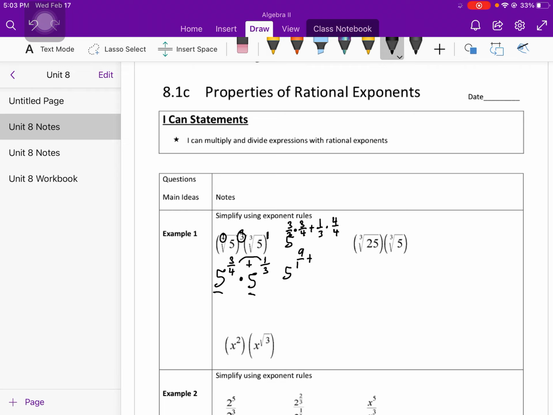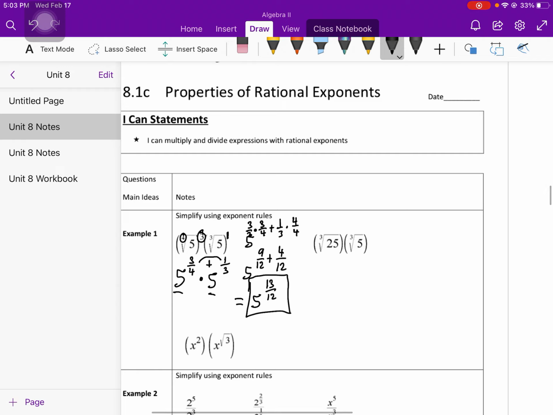That's going to give us 5 to the 9/12 plus 4/12, which equals 5 to the 13/12. So that is going to be the answer for us.